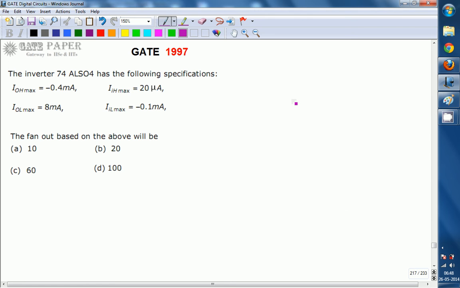Hello, we are discussing the GATE 1997 ECE paper, and the topic we are discussing is digital circuits. The inverter 74ALS04 has the following specification.